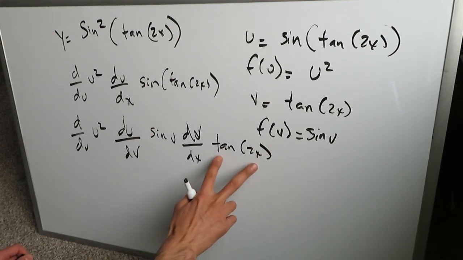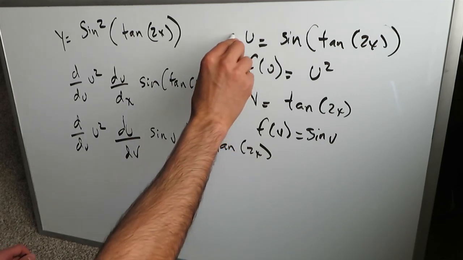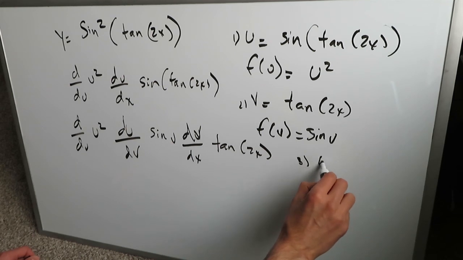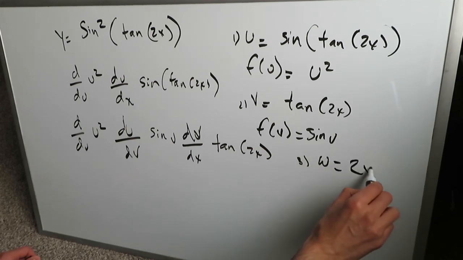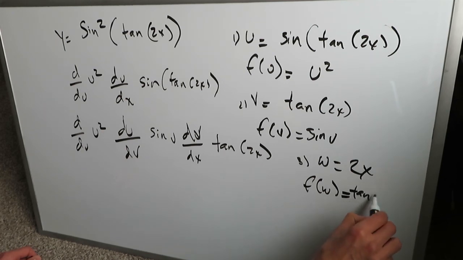Now you know we still have a composite function over here. It's not done. We have to bring yet another substitution. Here was my 1, here's my 2. Let's bring a third one over here. Let w equal 2x. Therefore, the function w would be presented as tan w, right? Tan w. You're seeing that.